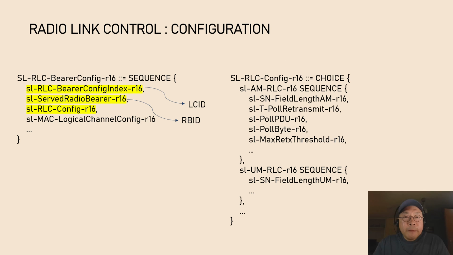Like the previous layers, the RLC can also configure which interface is used to transmit data packets to the upper and lower layers. The upper layer is identified by the RBID, Radio Bearer ID, and the lower layer is identified by the LCID, Logical Channel ID. Both are configured through the SL-RLC-BearerConfig.